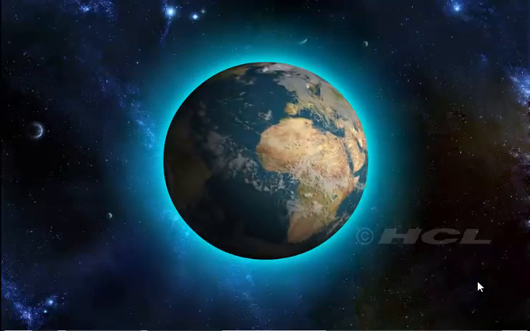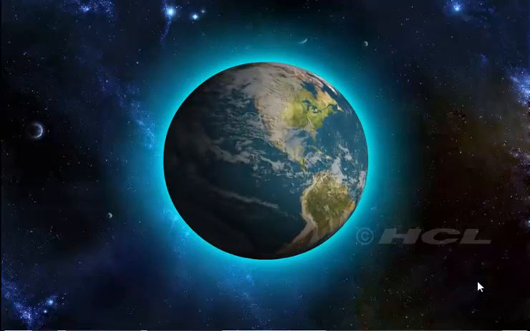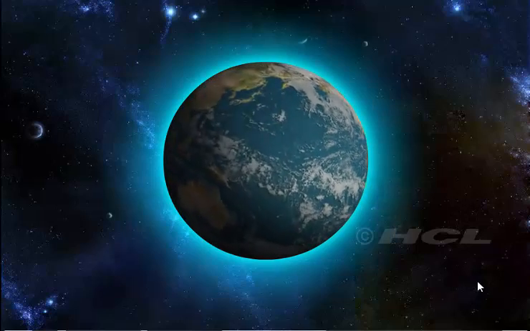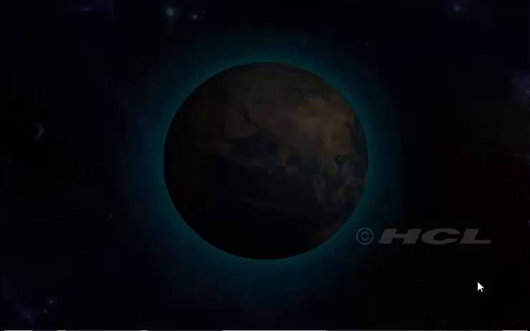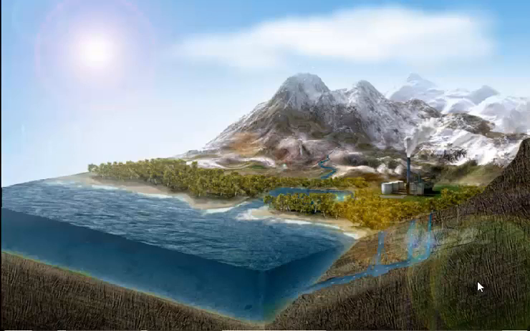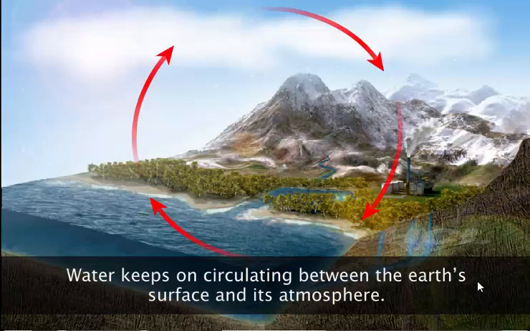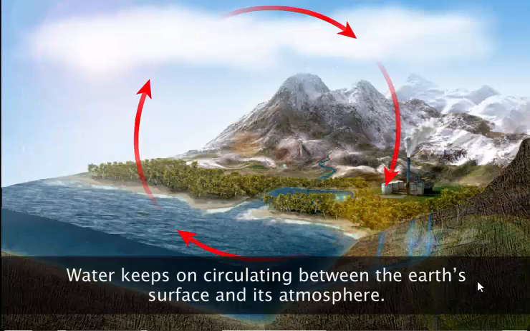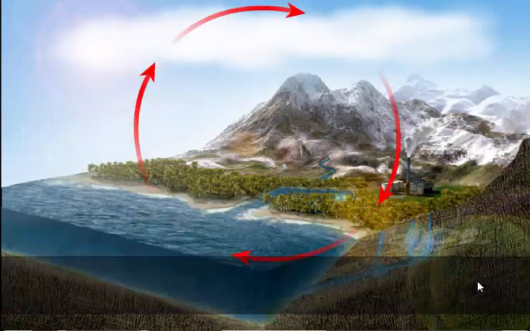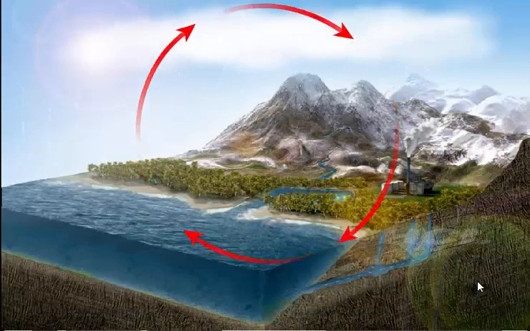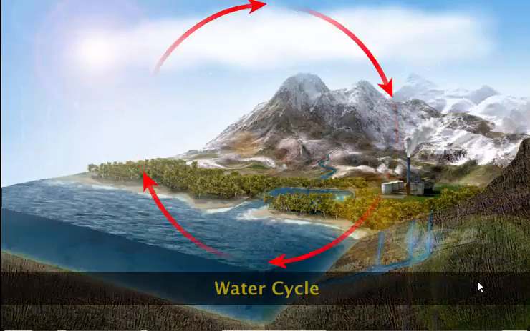Yes, it's true. The water present on the earth is as old as the earth itself. It just keeps on circulating between the earth's surface and its atmosphere. This natural mechanism is called water cycle.